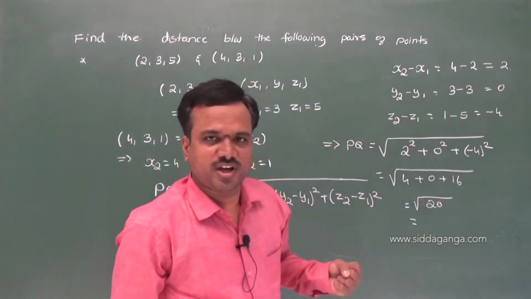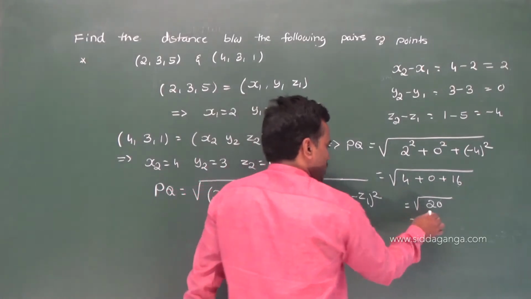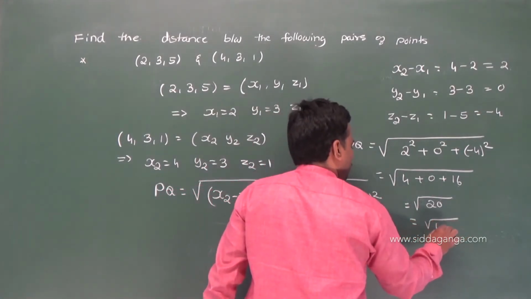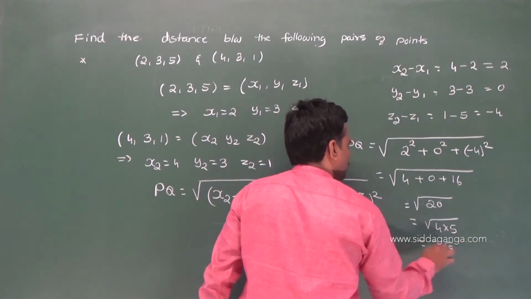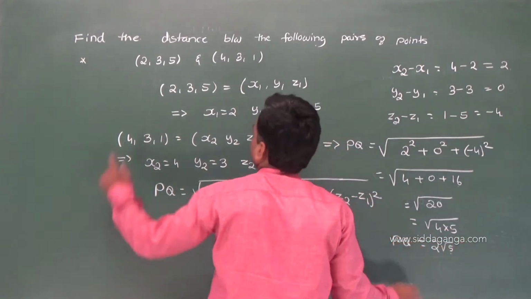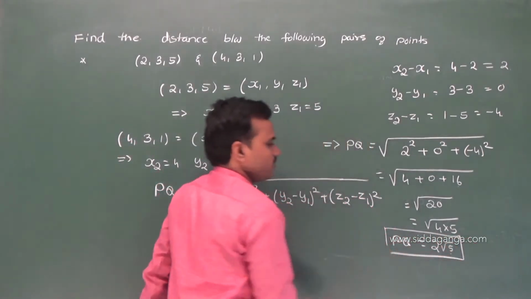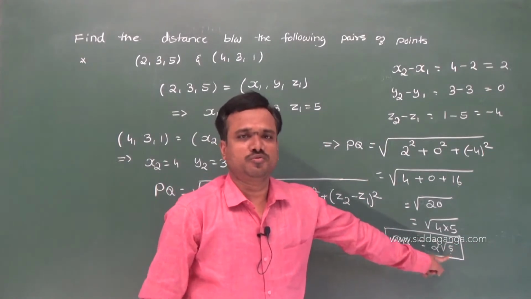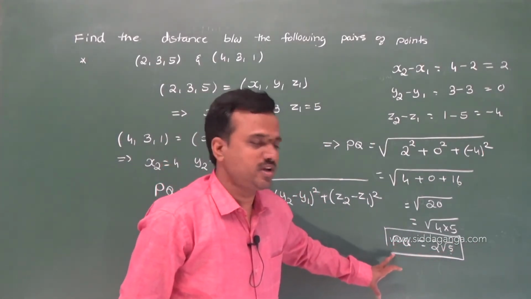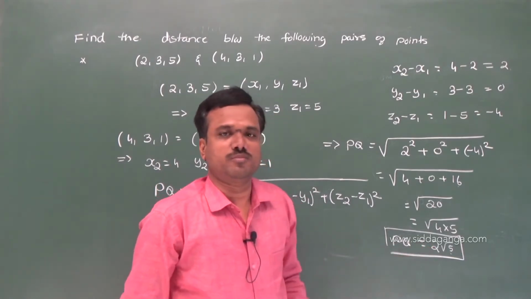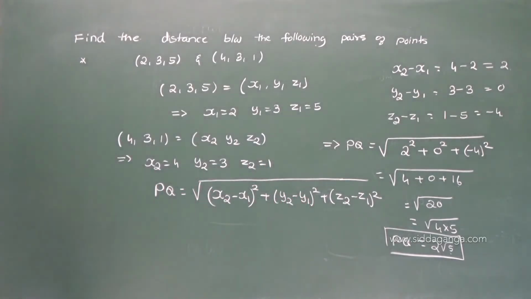Simplification you also know from previous classes. So square root of 20, I write as square root of 4 into 5, which is 2 root 5. So the distance between these 2 points, PQ, is 2 root 5. Understand the calculation? The distance between 2 points PQ is 2 root 5. We solve one more problem of the same type.